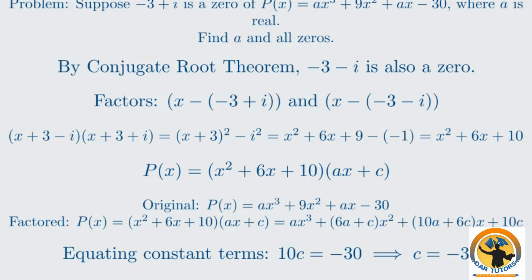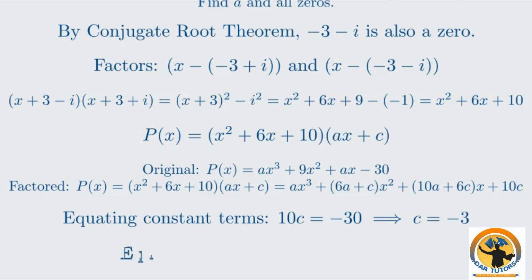Let's use another coefficient to find a. Let's equate the coefficients of x squared. In the original polynomial, it's 9. In our factored form, it's 6a plus c. So 6a plus c equals 9.